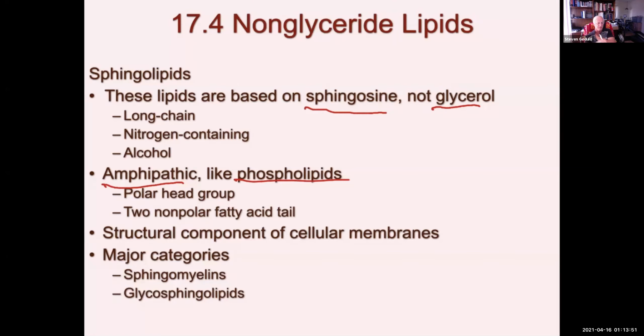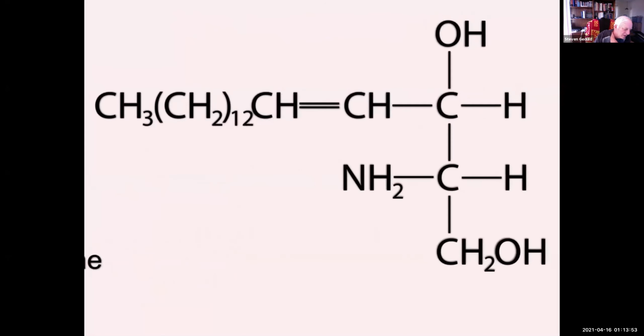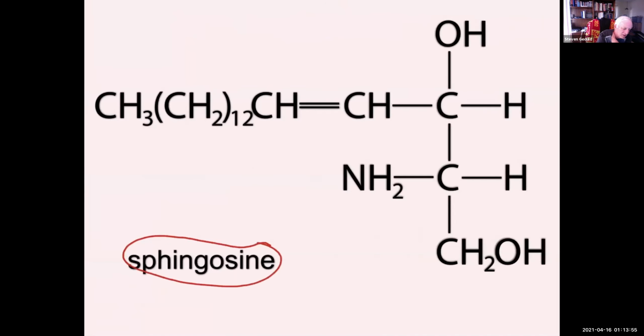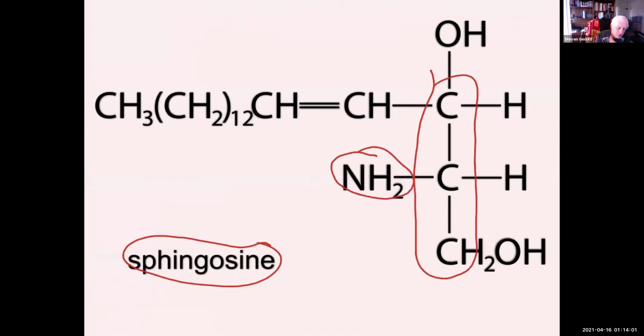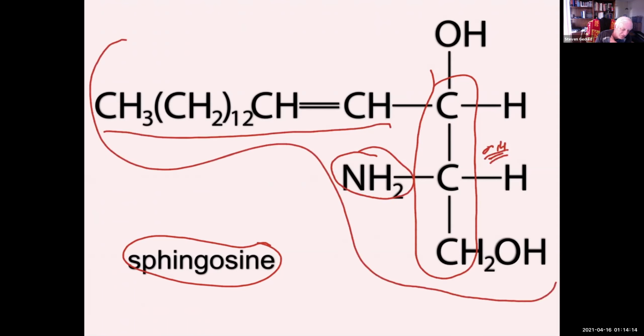Okay. This is sphingosine. Remember we had the regular glycerol, just 3 carbons. This has 3 carbons also, but now you've got a nitrogen here, NH3 instead of just a hydrogen. And you're missing that one OH group. And then this is your long chain fatty acid. So this whole unit, this is sphingosine. This is what the sphingolipids are based upon, rather than glycerol.